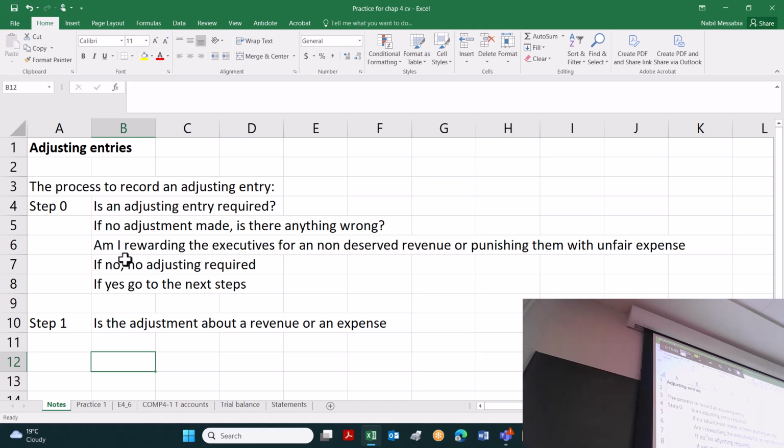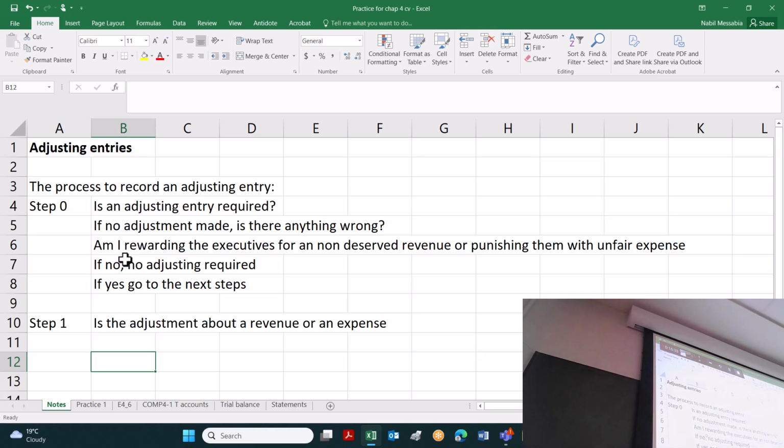Again, adjustment is about the net income. Adjustment entries are meant to give a good measurement of the net income. And when we say net income, it means expenses and revenues. So you cannot say I need to make an adjustment entry, but it involves assets and liabilities. No, it doesn't work. There should be an expense or a revenue. So in our case here, we are talking about what?